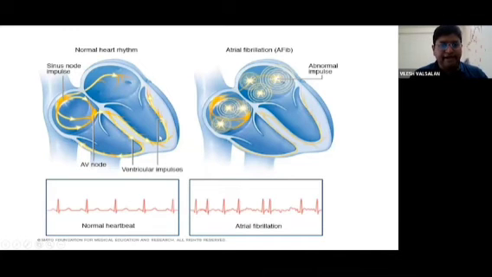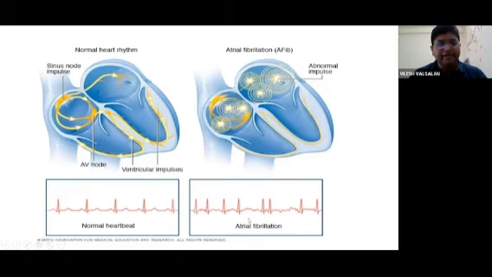So coming to the next slide, as you see there, a normal heartbeat would have given a regular R complex with equal distancing, because the impulse is generated by the SA node and goes to both sides of the ventricles, pumping in a regular fashion. Here you have multiple abnormal impulses and that is why it is beating irregularly.